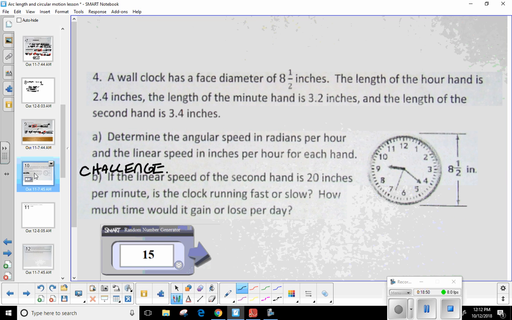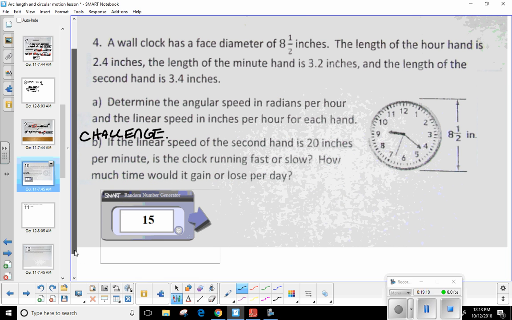Well, let's take a look at this one. We got a wall clock, an old analog clock. It has a face diameter of 8.5 inches. The length of the hour hand is 2.4 inches. The length of the minute hand is 3.2, and the length of the second hand is 3.4. So we want to go ahead and determine both the angular speed and the linear speed for each of these 3 items. So we're going to do one together, and then I'm going to break you guys up to try the other ones.